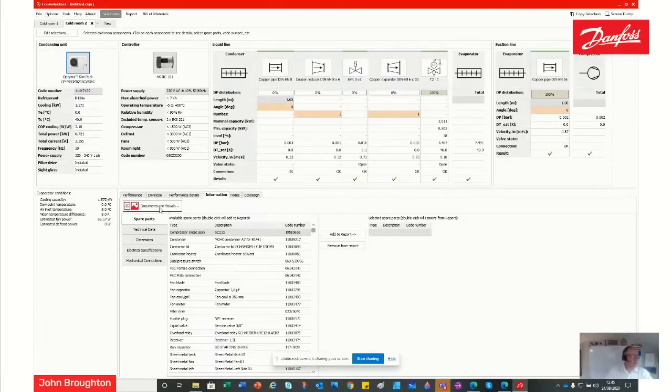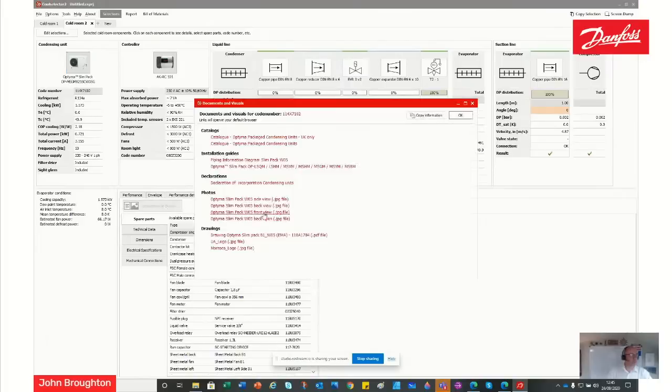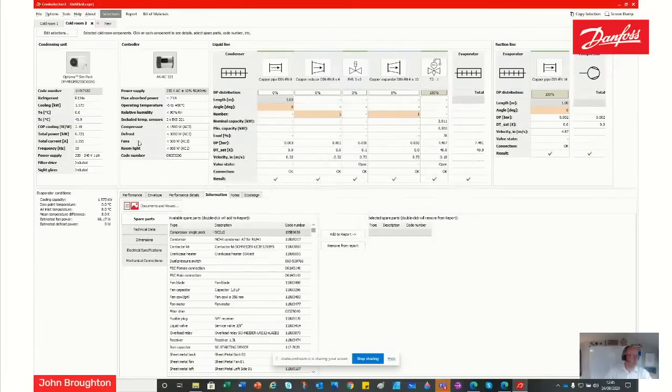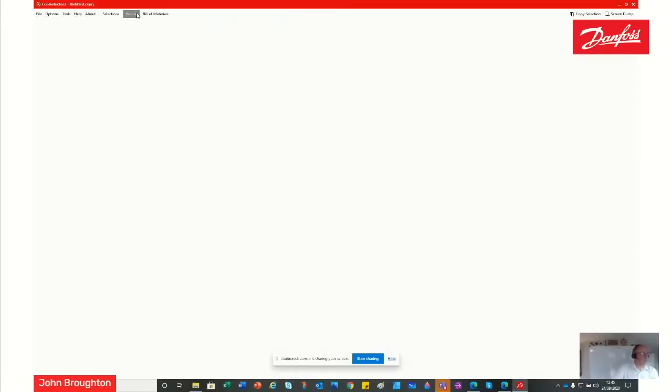Another thing to mention is the Documents and Visuals tab here. If you click Documents and Visuals, you get a pop-up with all the documentation for that particular unit. If you click on any of the links, that will open up a PDF file that you can print, download, etc. That's always worth a mention. Now, the other thing you can do with the functionality within Coolselector is generate a report. If we click the report tab here, it will generate a nice report in a few seconds, when the cogs are away.